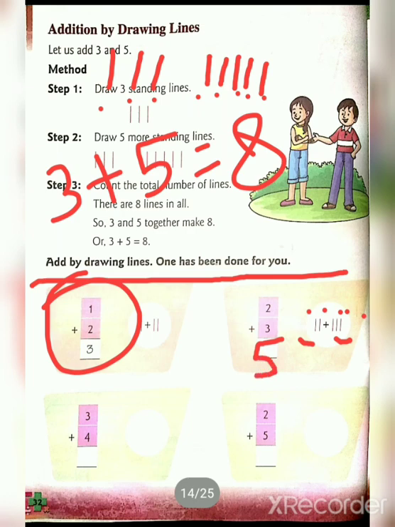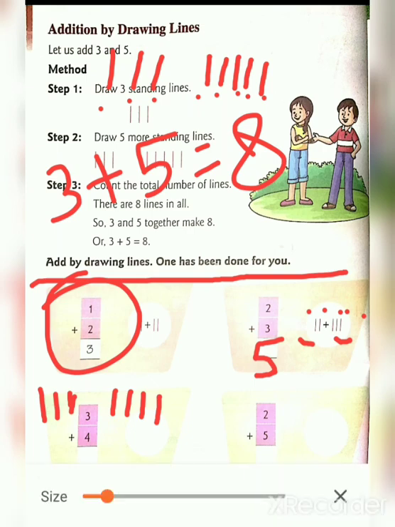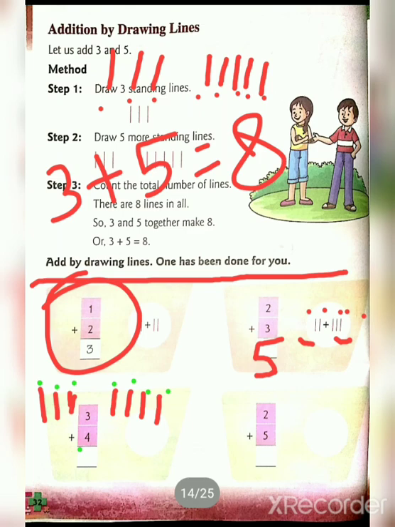Third one, 3 plus 4. For this, first you will draw 3 standing lines. 1, 2, 3. After that, again you will draw 4 standing lines. 1, 2, 3 and 4. Now count the total number of lines. 1, 2, 3, 4, 5, 6 and 7. So 3 plus 4 is equal to 7.